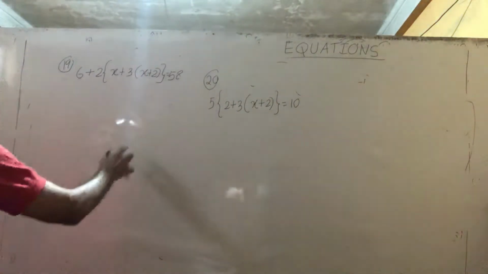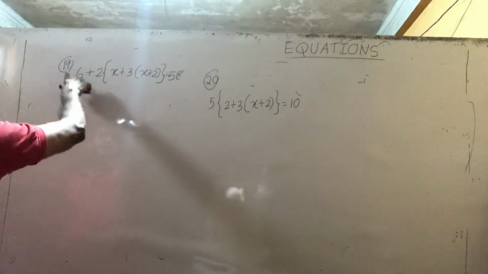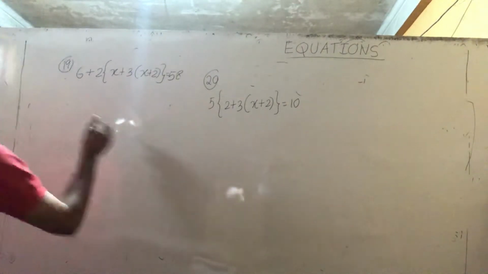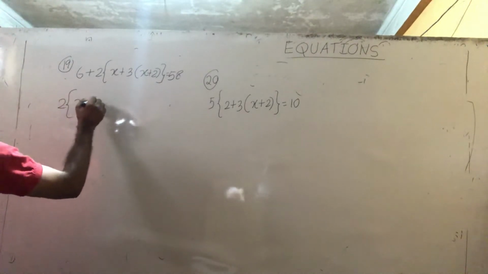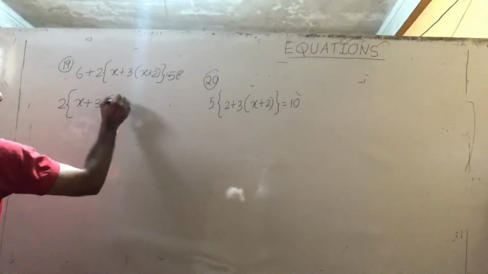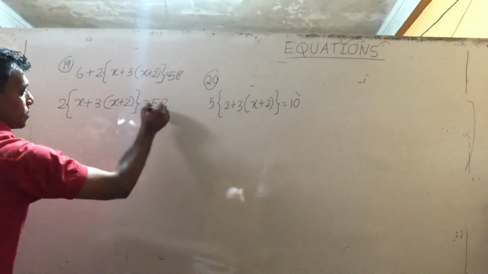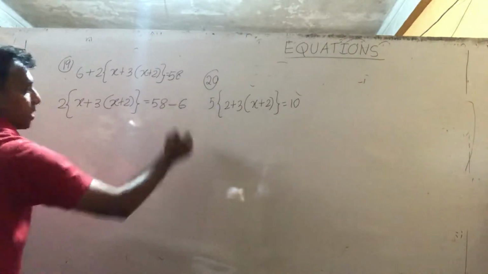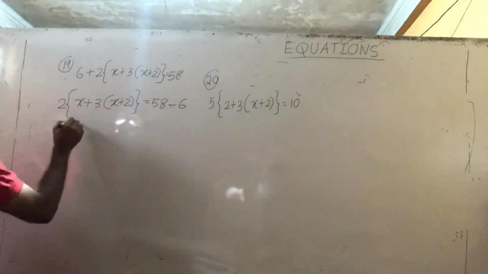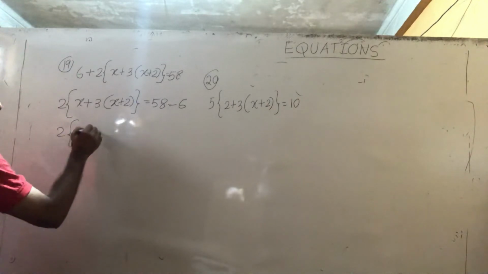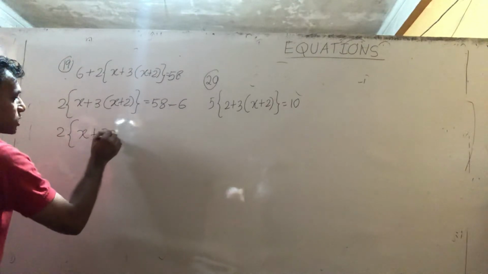So in this one, it's not completely outside the bracket, right? Take the number 6 separately, take 6 to that side, to the curly bracket, equal to what? 58 minus 6. So 2 into the curly bracket, inside you can multiply, remove the small single bracket, 3x plus 6.